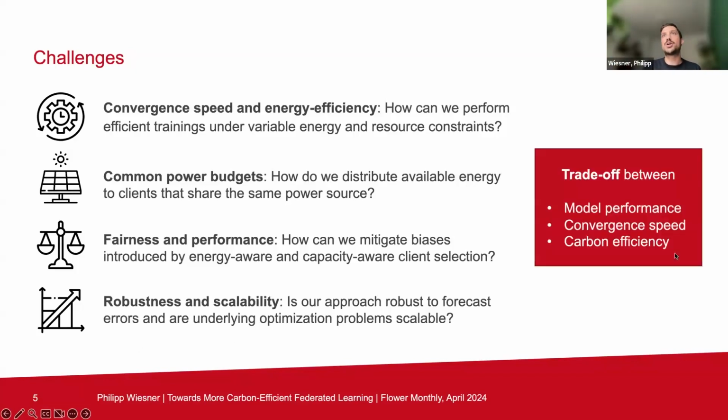And it turns out that this all boils down to a big trade-off between final model performance, the convergence speed, and carbon efficiency. So usually we're optimizing for the upper two. We want, of course, well-performing models. And during training, we want fast convergence. And now if we also introduce this carbon efficiency point, we need to sacrifice on at least one of the two. And FedZero does not sacrifice on the model performance, but we sacrifice on convergence speed. So under certain conditions, maybe we need to slow down the training, or maybe even pause the training for some hours to wait until some clients that we consider valuable become available again.